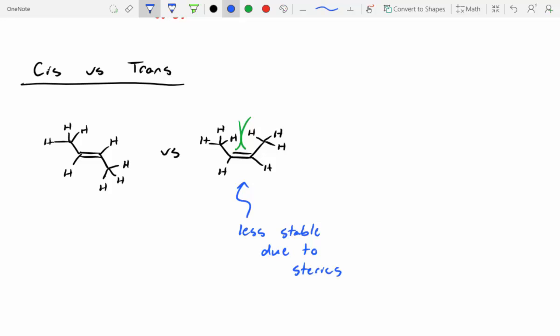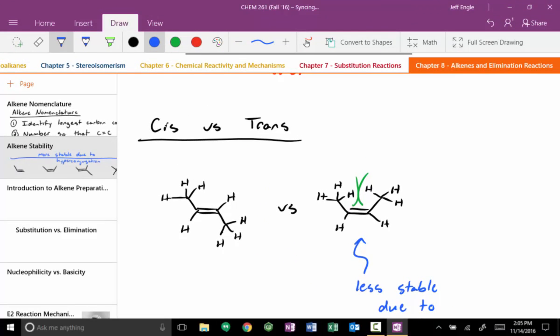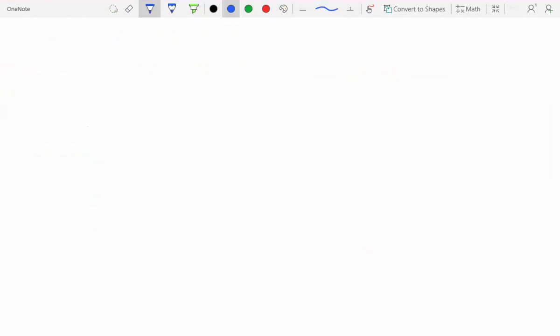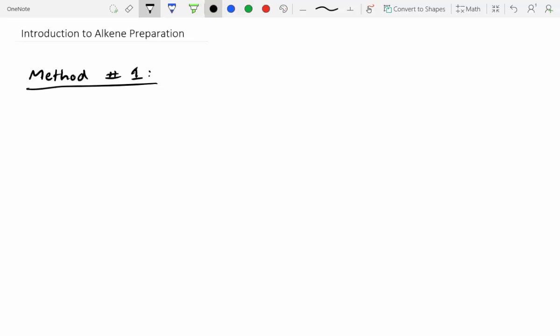All right, so let's talk a little bit about how we can prepare alkenes. Alkene preparation we've already seen in lab with our cyclohexene lab, but there's actually 2 different ways to prepare alkenes. We'll talk about method number 1 first, and then we'll compare it to a second method. So in the first method, we have this leaving group on here. I'll just label it LG.